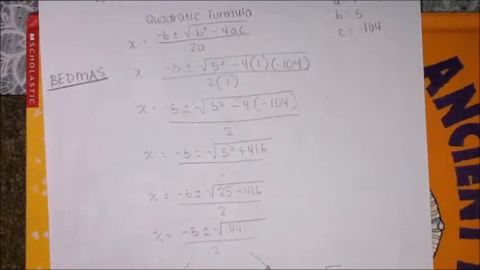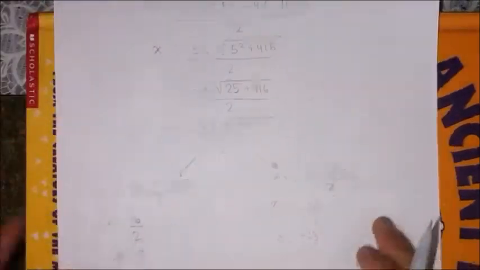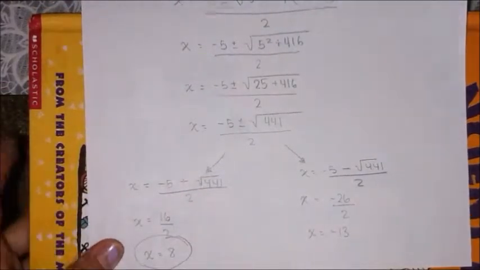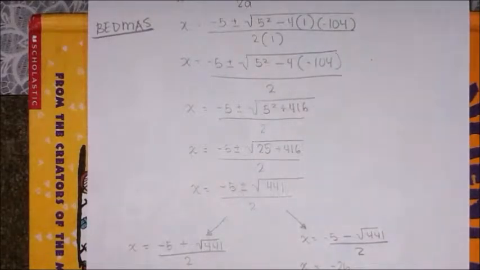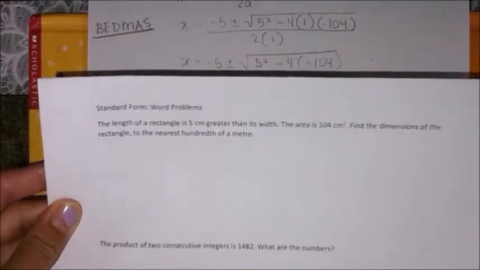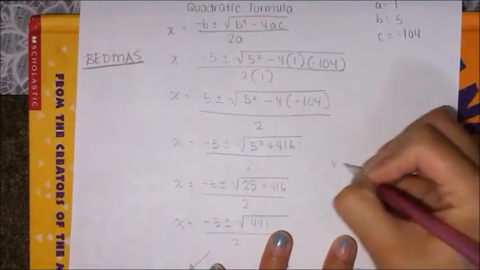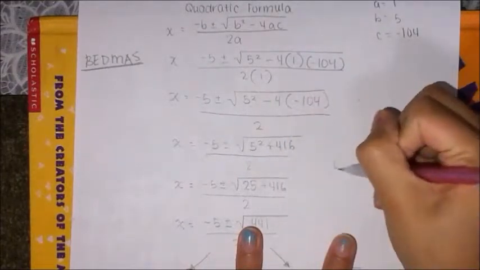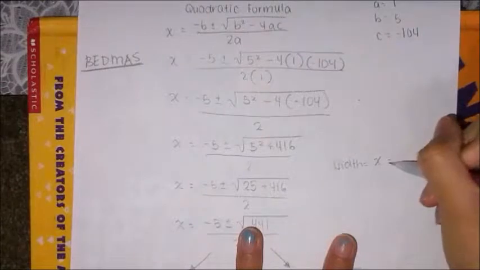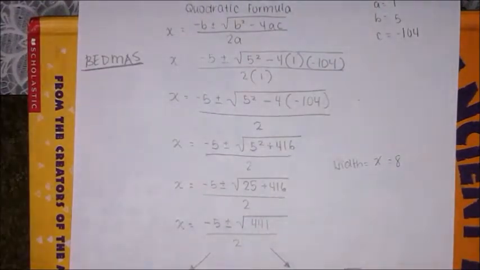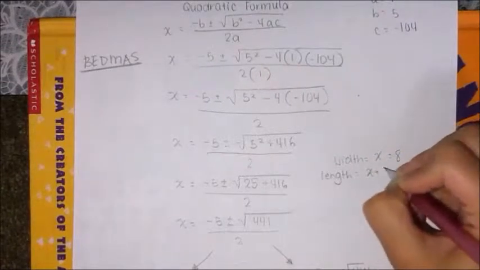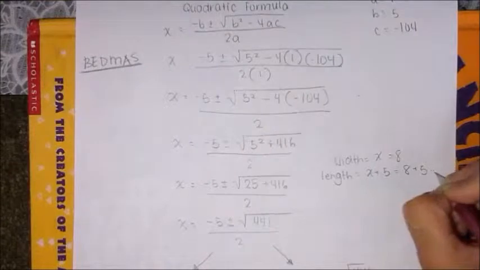By looking at my answers for the x values, I can see that negative 13 is not a reasonable length, which is why x equals 8 is my final answer. That only tells me the width, and the question is asking about the dimensions. Find both dimensions. So I'm going to write width equals x equals 8. My width is represented by x, and x is equal to 8. My length is equal to x plus 5, equal to 8 plus 5, which equals 13.